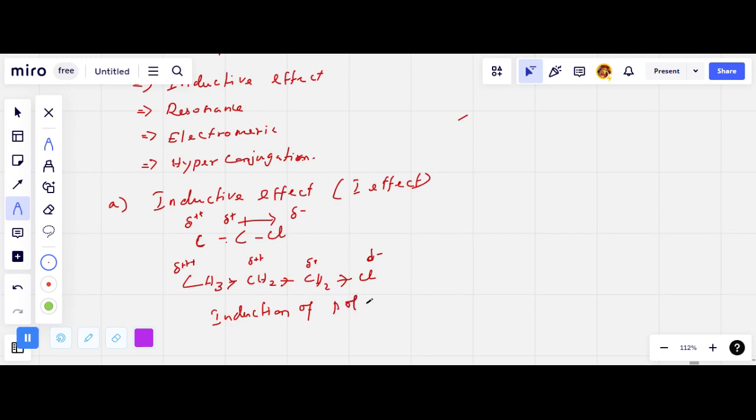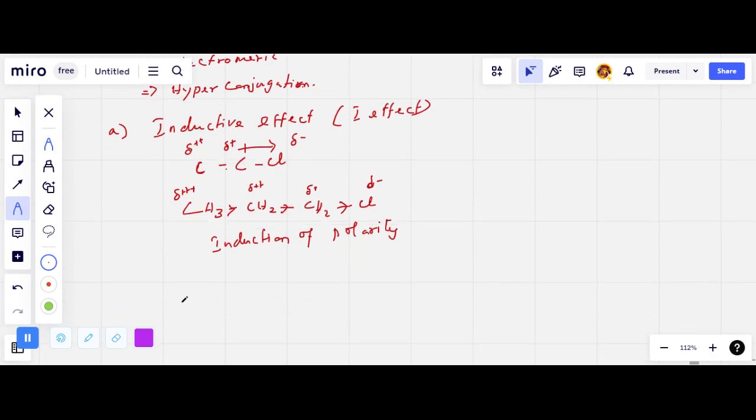Induction of polarity, which is due to the presence of a polar bond in an organic molecule, is called the inductive effect. So that is the inductive effect.